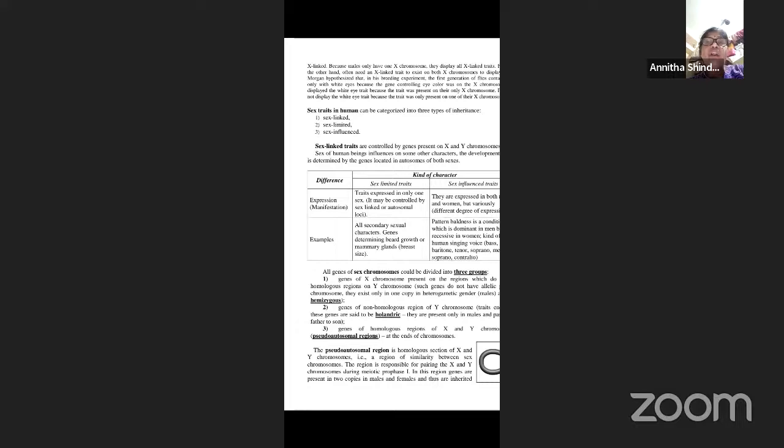Now, sex-linked traits are what? They are controlled by genes which are present on the X and Y chromosomes, so they are related with the sex. They are controlled by genes present either on the X chromosome or on the Y chromosome. All genes of sex chromosomes are divided into three groups. We can just say that the sex traits are of three types: sex-linked, sex-limited, and sex-influenced. Sex-linked traits are controlled by genes present either on the X or Y chromosomes.